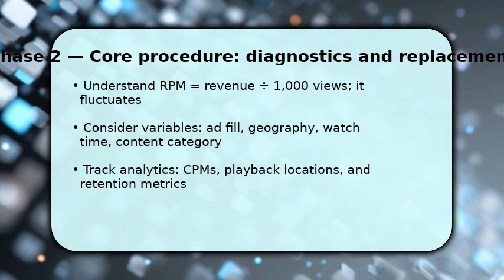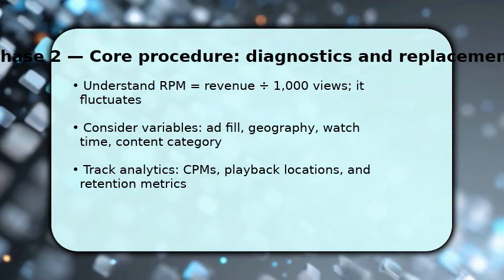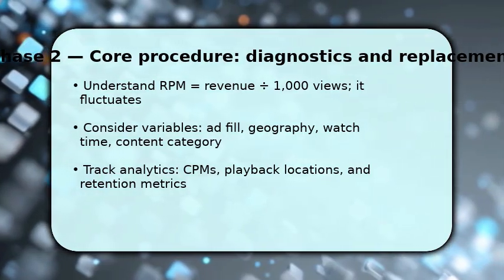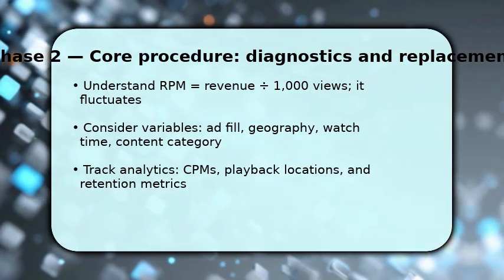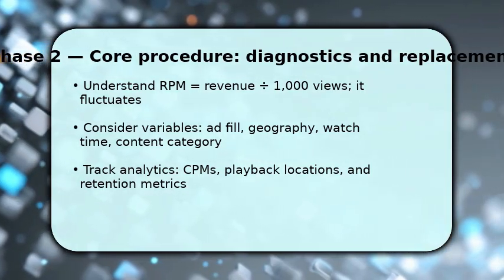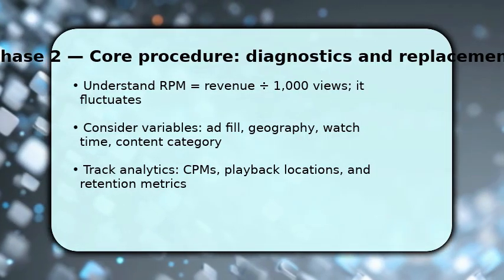You now calculate RPM and examine the factors that drive it. RPM equals total revenue divided by 1,000 views, so gather Rumble payout reports and impressions data. Once you have numbers, separate ad revenue versus licensing income because each has different CPMs.